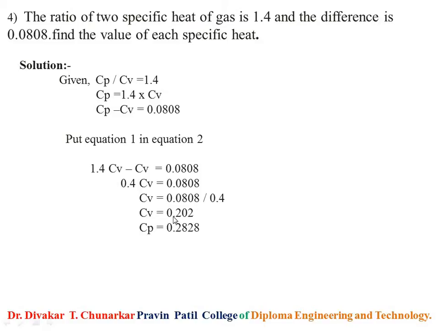So Cv equal to 0.202 and Cp equal to 0.2828. So this is our answer, Cp and Cv. So these are the two specific heats, at constant pressure and at constant volume.